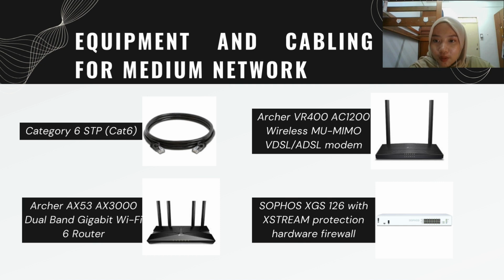Next, for the medium university lab network, the cable that we are using is Category 6 STP cable. These cables are useful for a university lab to protect against interference from electronic equipment that may affect devices. Additional shielding around each pair of twisted wires provides protection against electromagnetic interference and radio frequency interference.